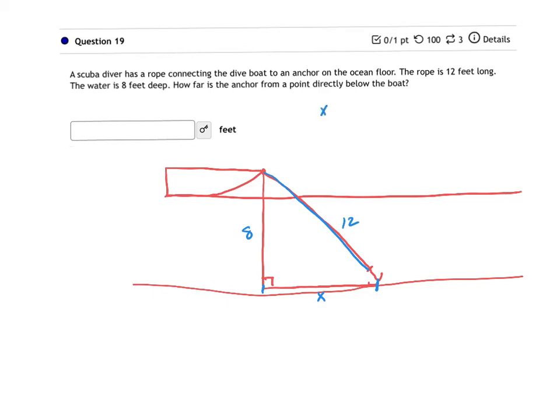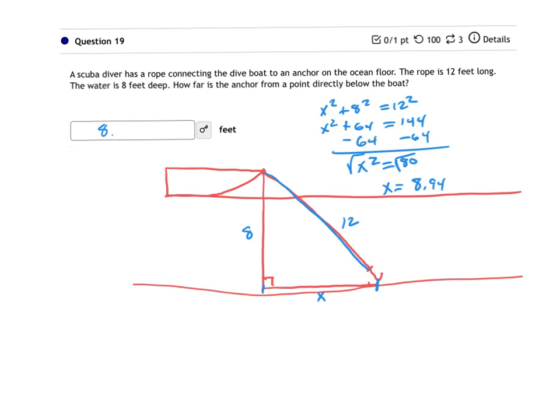So I'm going to do x² + 8² = 12². So x² + 64 = 144. If I subtract 64, I get that x² = 80. Do the square root, and you get that x is equal to 8.94. And that's going to be the answer there.